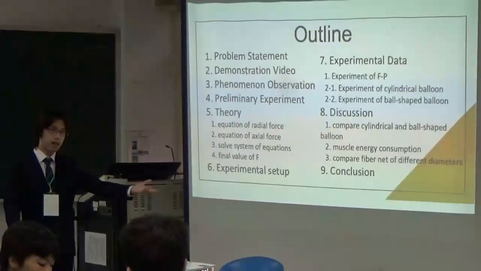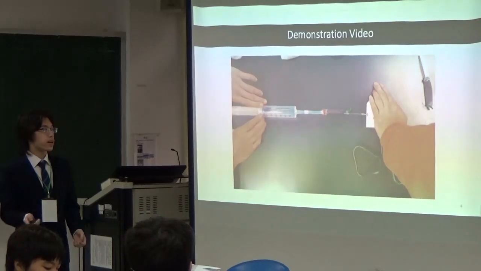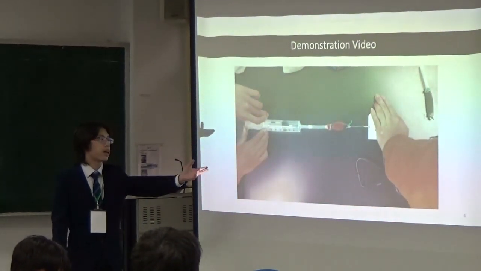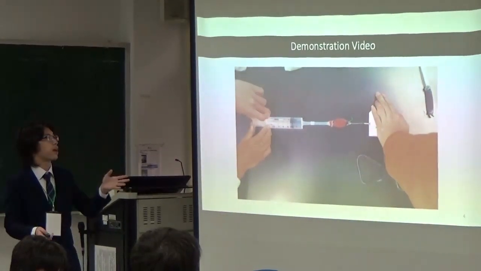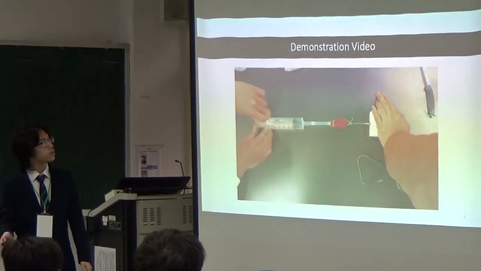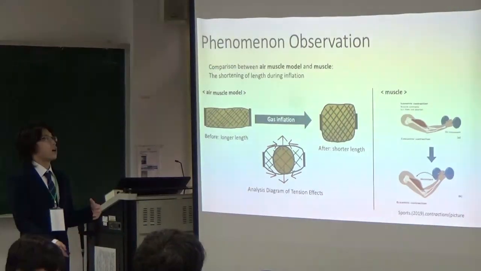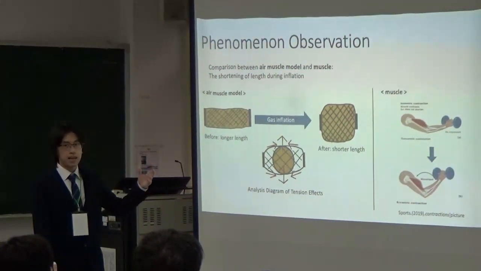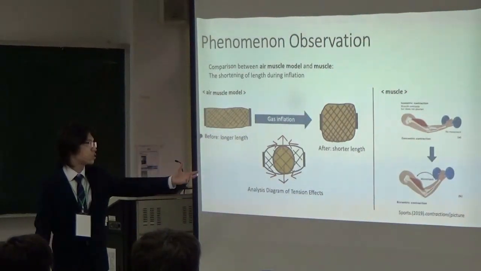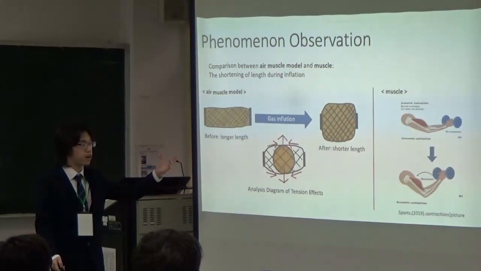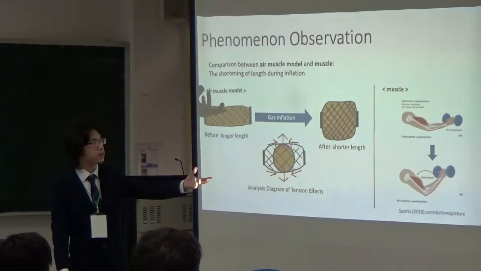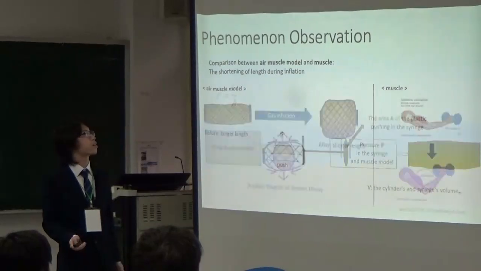So this is my outline. And this is my demonstration video. As we said, we will inflate the balloon and our air muscle model will shorten and expand. So this is the phenomenon observation of our experiment, where, after the inflation, it will first expand and become shorter. And this will also happen when the real muscle needs strength.